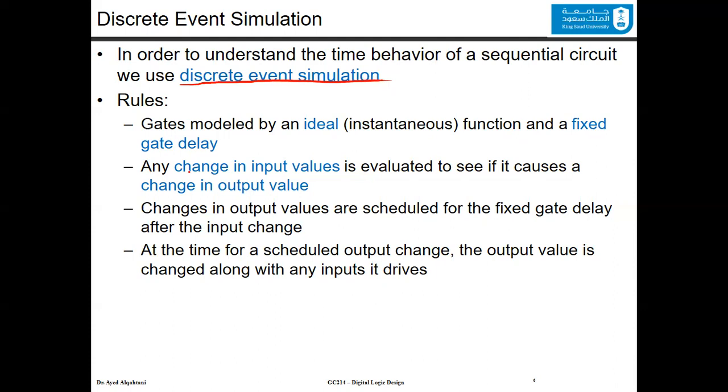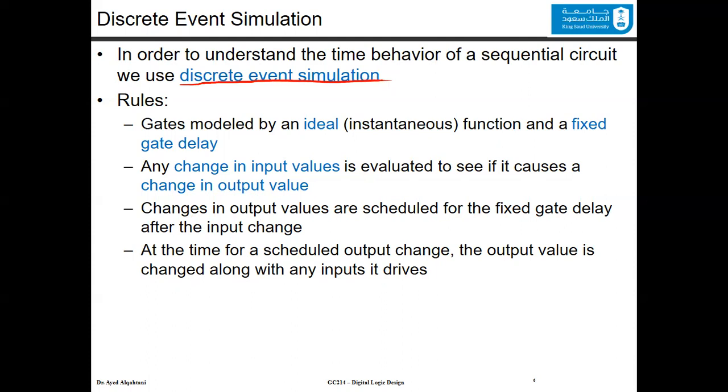Now, the second rule: any change in input value is evaluated to see if it causes a change in output value. Changes in output values are scheduled for the fixed gate delay after the input change. At the time for a scheduled output change, the output value is changed along with any inputs it drives.